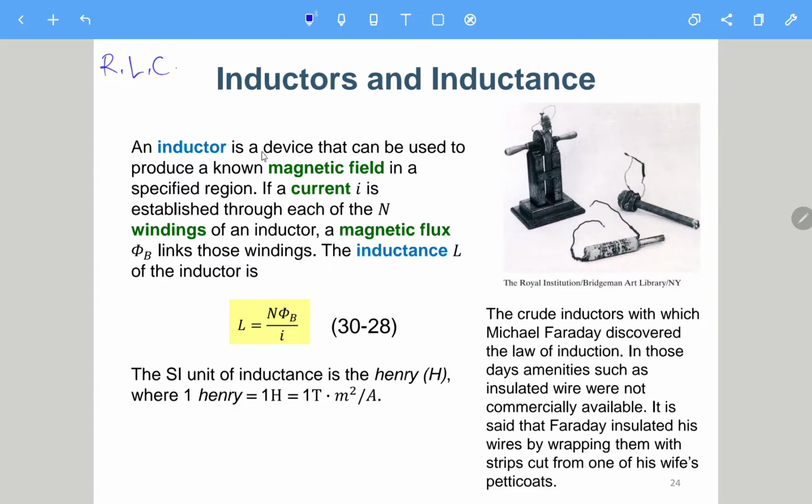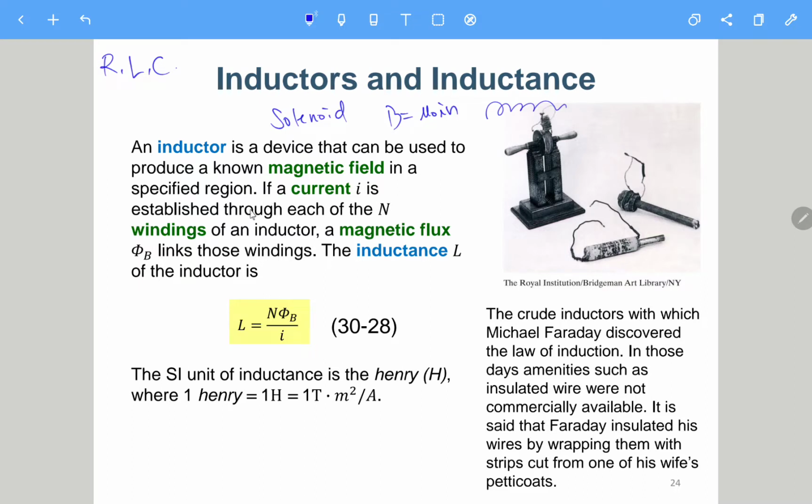It says an inductor is a device that can be used to produce a known magnetic field in a specific region. So actually it is nothing but the solenoid we learned in the previous chapter. In the previous chapter you already know the B field generated by the solenoid is B equals mu 0 I n, something like that, for a solenoid. So usually it will be nothing but that, but yeah, there's some other structure.